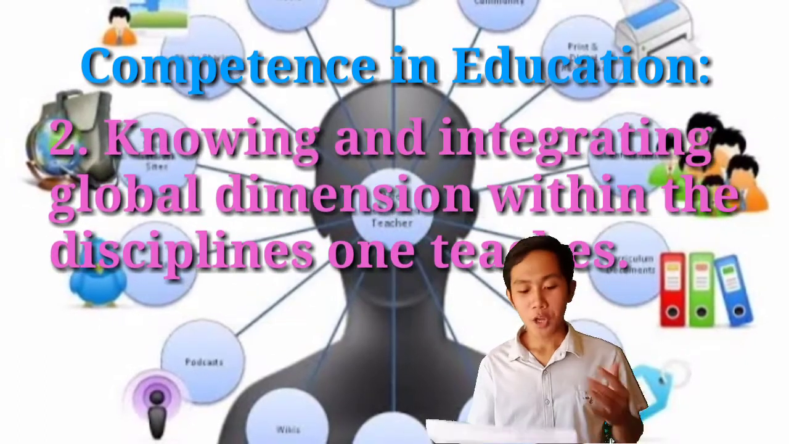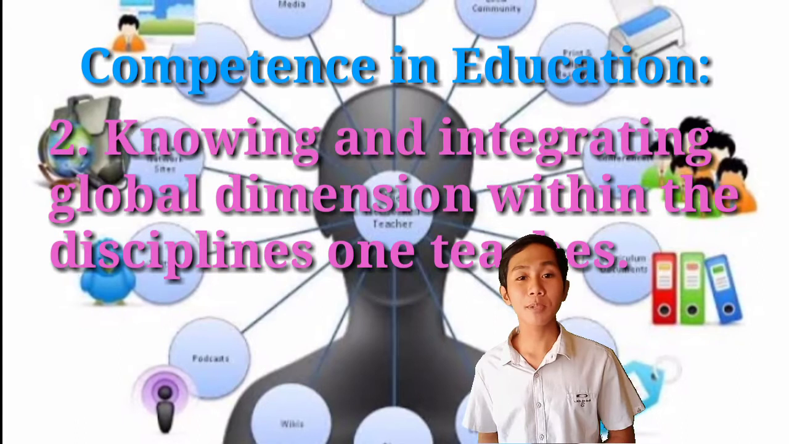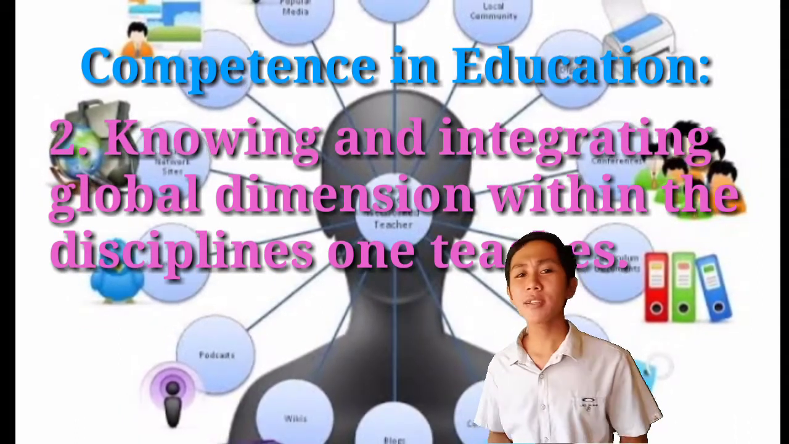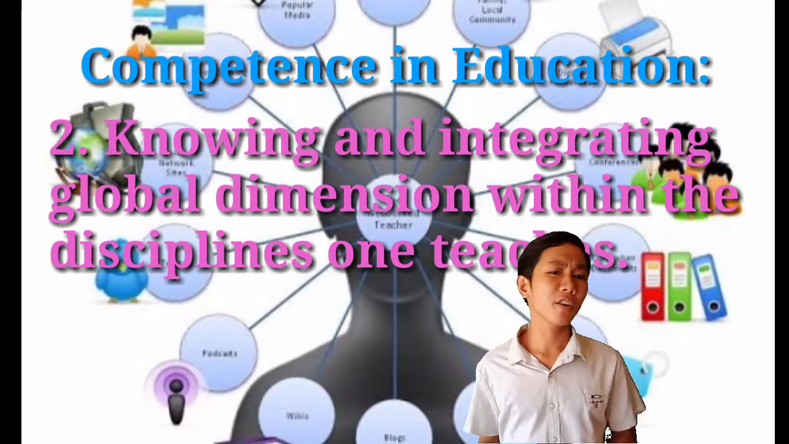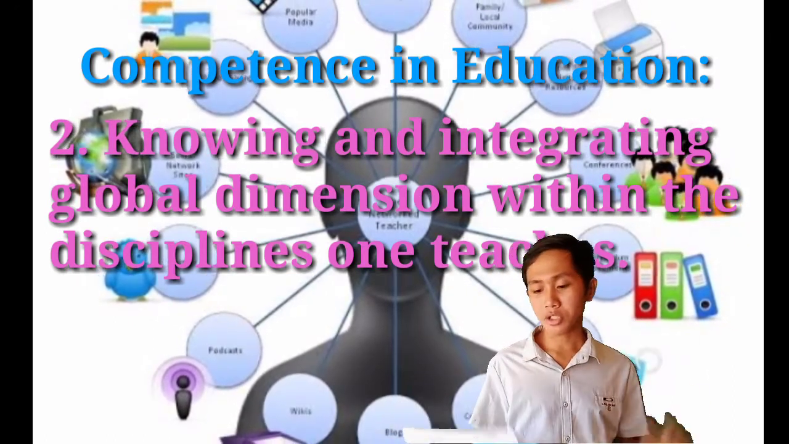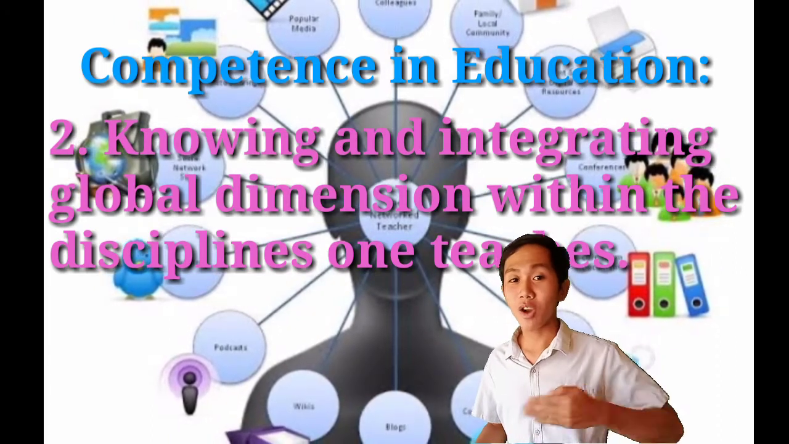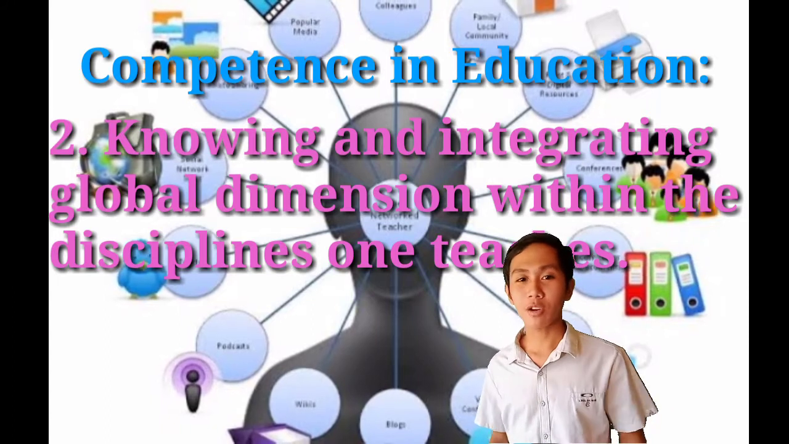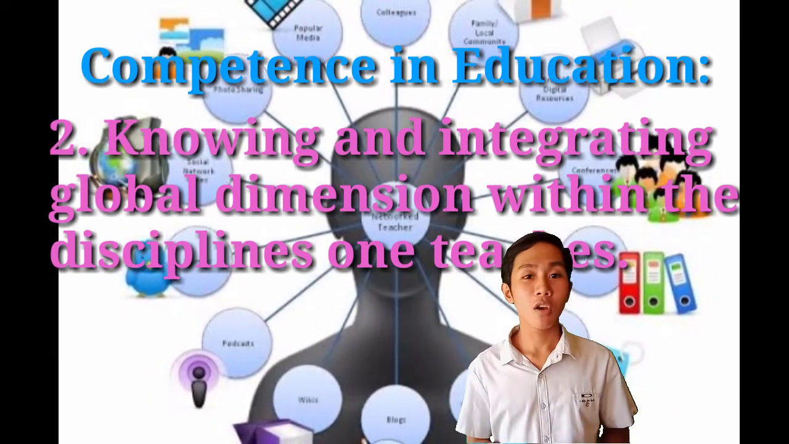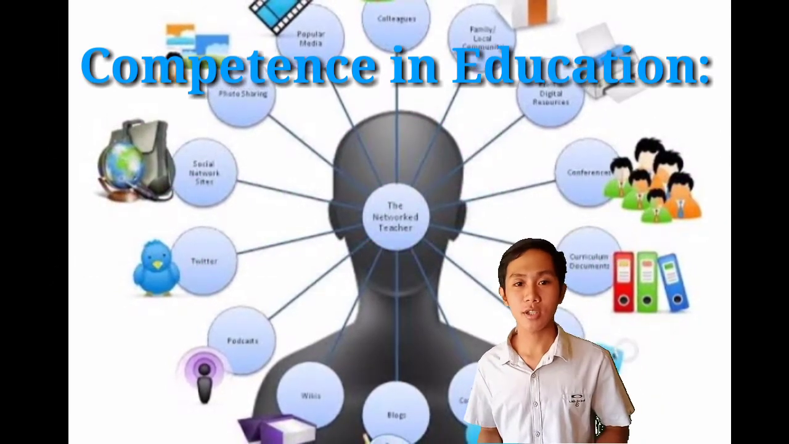Second, knowing and integrating global dimensions with the discipline one teaches. These global dimensions are the political, the economic, the ecological, and the cultural dimensions. This means that we are going back again to culture, because cultures have their ideology on how they are going to approach these dimensions.